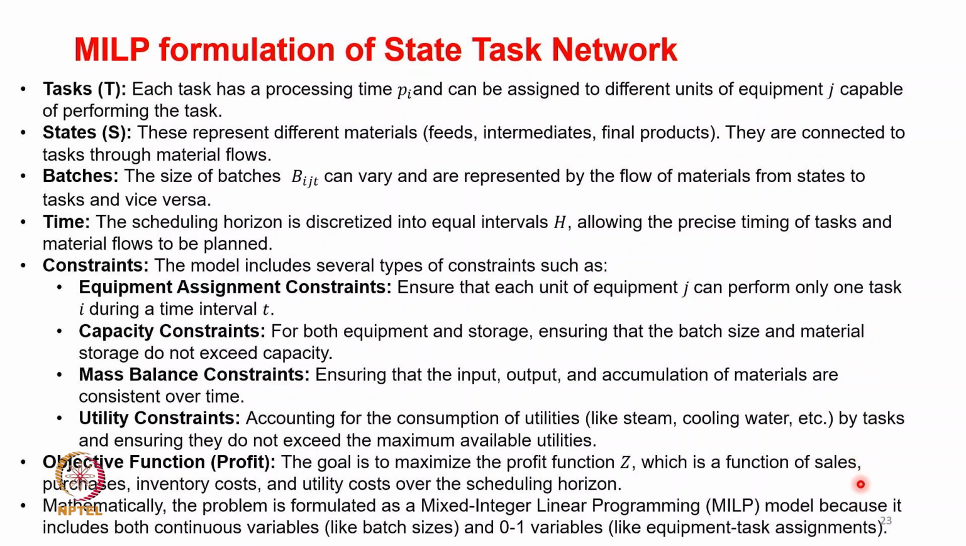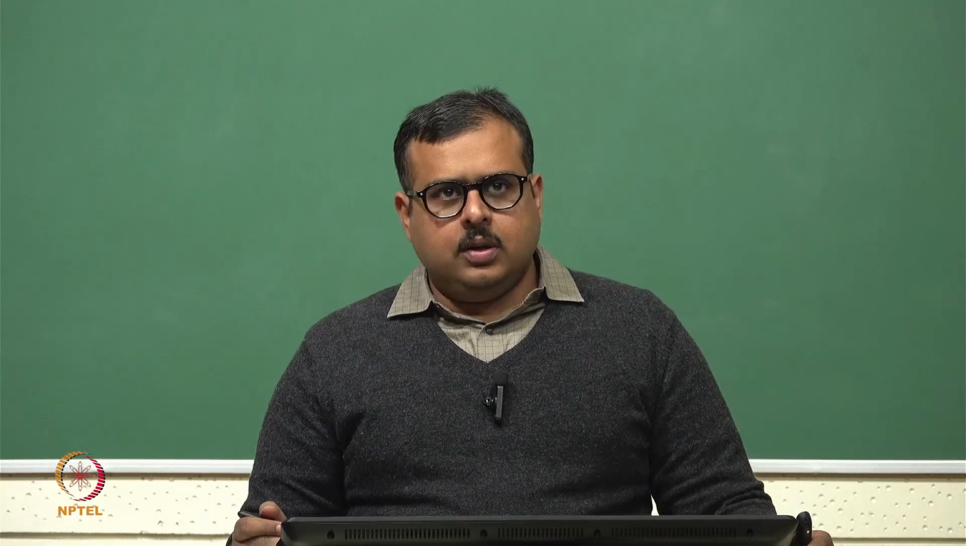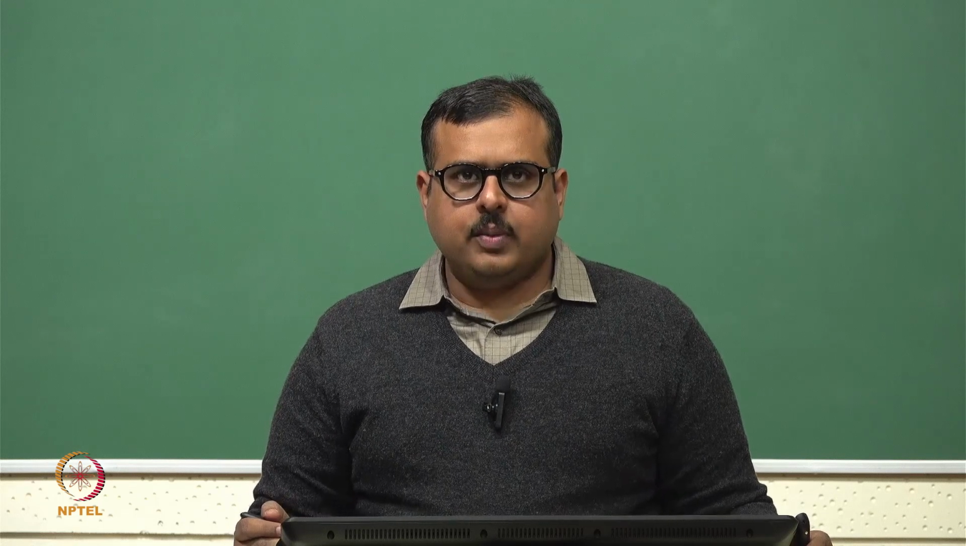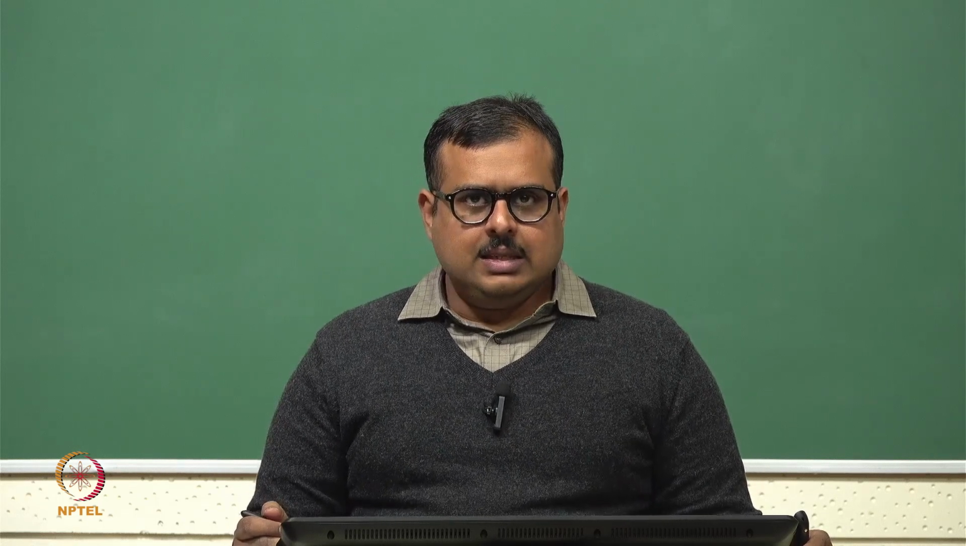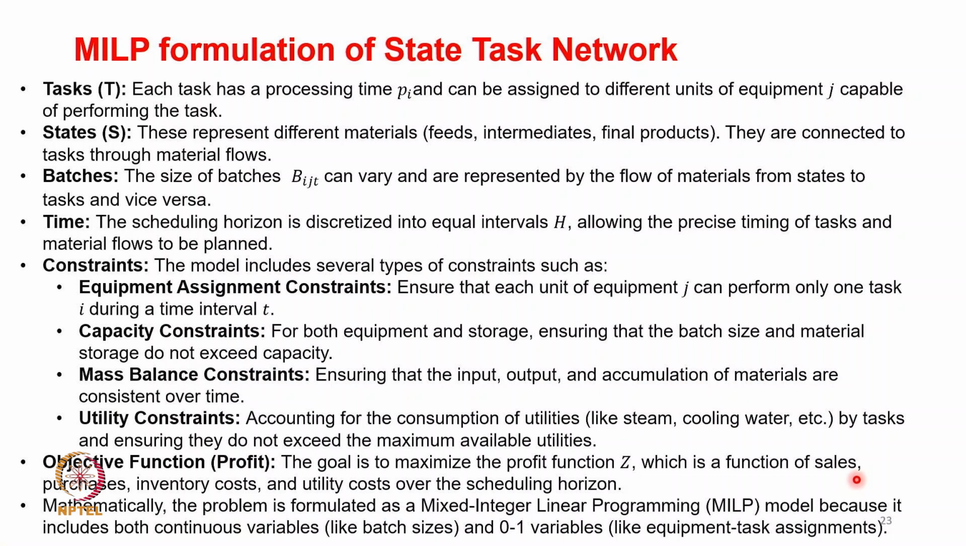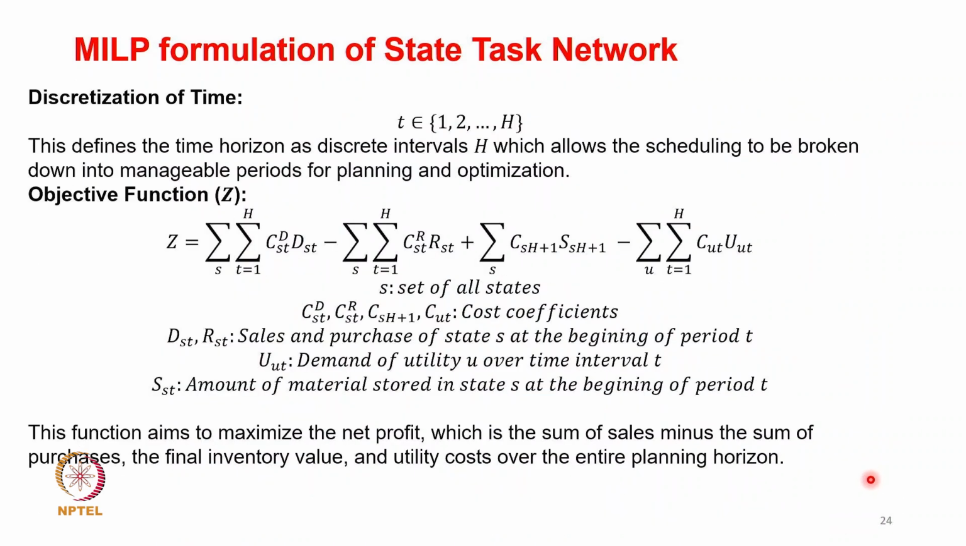And what is the objective? The objective function is always about profit. You have to maximize the profit function J, which is of course a function of sales, purchases, inventory cost and utility cost over the scheduling horizon. Mathematically, this problem is formulated as a mixed integer linear programming problem because it includes both continuous variables like batch information and binary variables, for instance task assignments and equipment assignments.